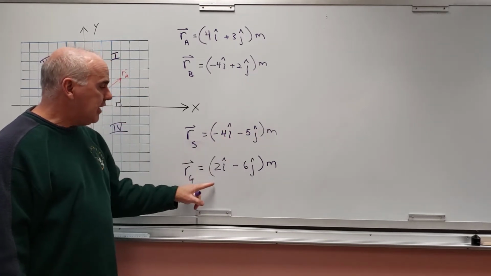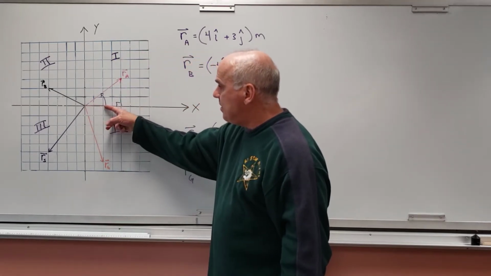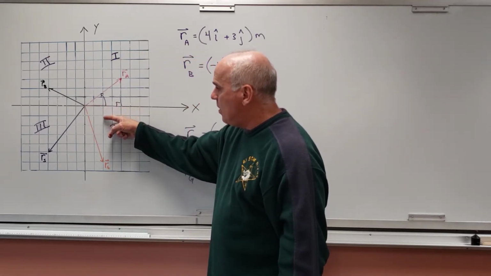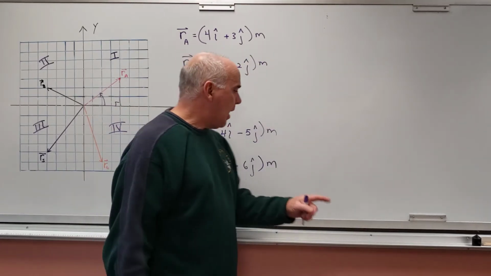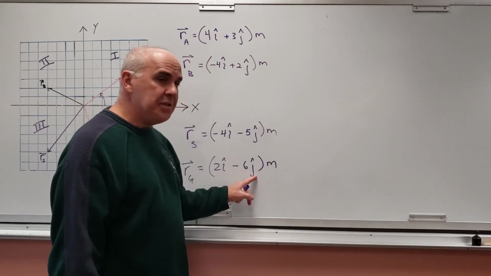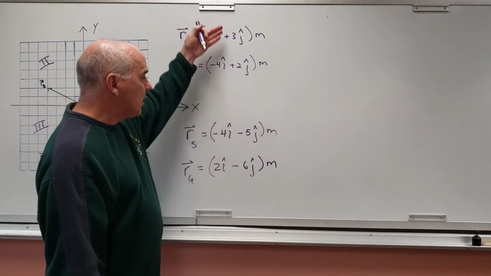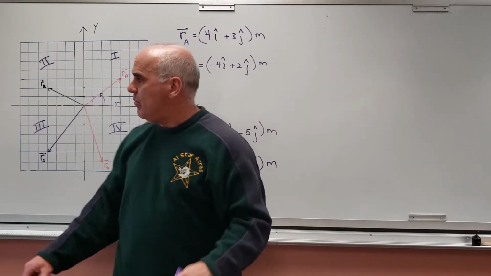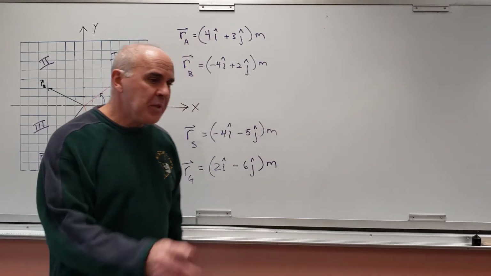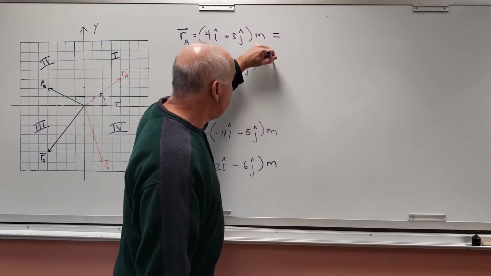And then finally, Grayson is 2 meters in the x direction, 1, 2, 3, 4, 5, 6 meters down in the y direction. So minus 6 meters in the j direction. So there's my positions in the Cartesian format for each of these 4 students, all of them with respect to the origin. All right, and so I could write these also in polar form.